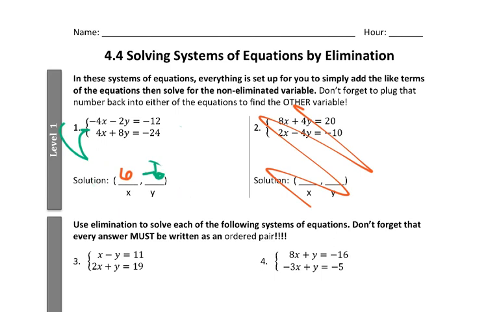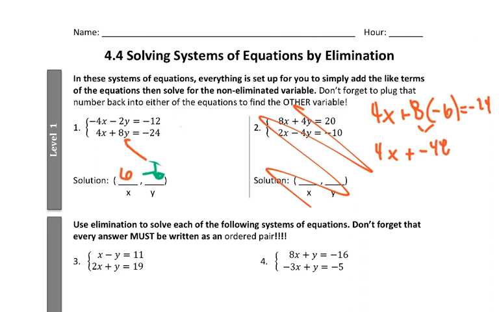I already think I know what x is. I'm going to take my y value and plug it into the second equation just to see if I get the same x number. So 4x plus 8 times negative 6 equals negative 24. Well, 8 times negative 6, what is that? Negative 48 equals negative 24.